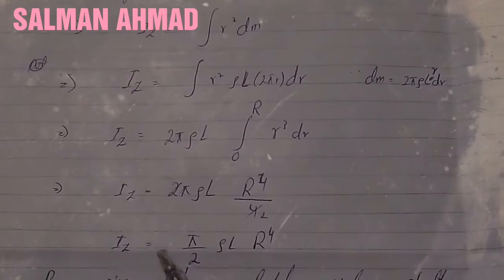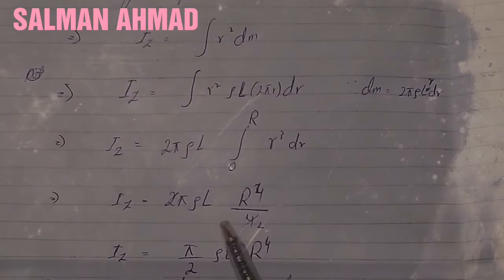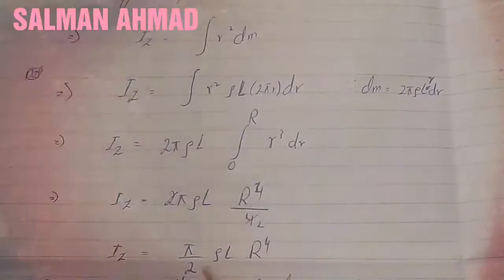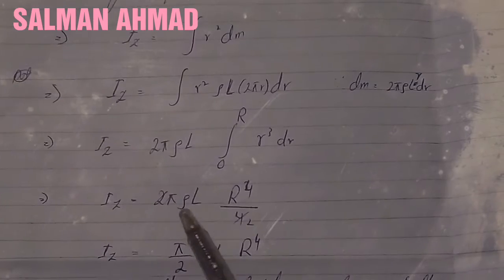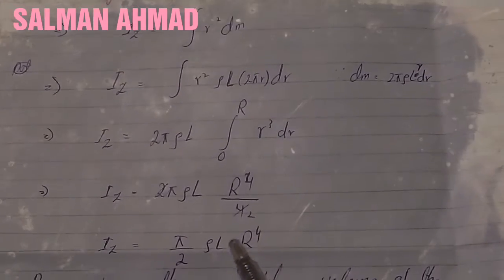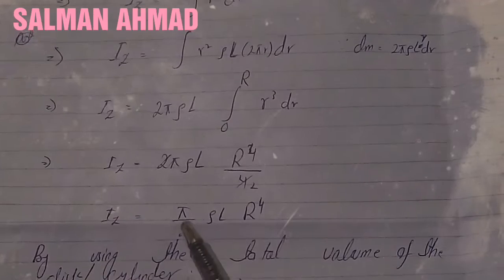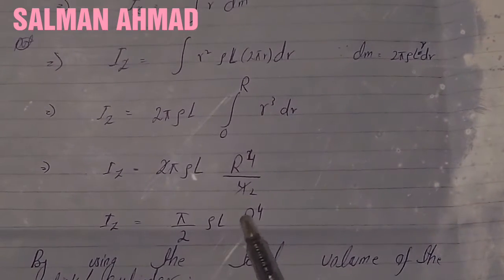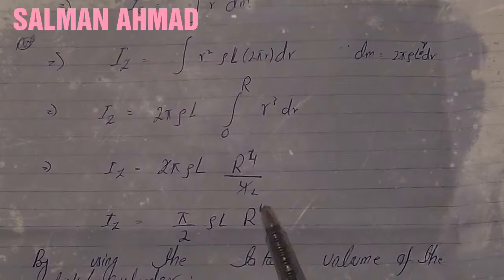So Iz is equal to pi by 2, cancel this 2 with 4, so pi by 2. These 2 and 4 will be cancelled with each other, and this will become Iz is equal to pi by 2 rho into L r power 4.